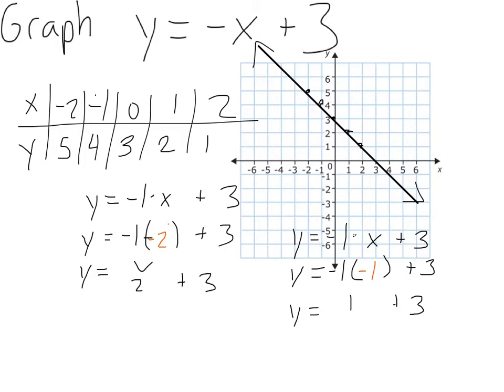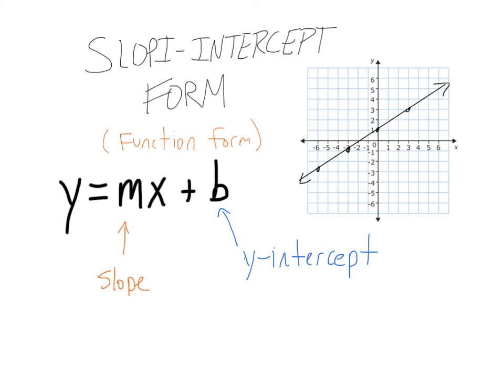Congratulations. All right, so the last thing we're going to talk about in this video is slope-intercept form. And it's the last thing, but it's super, super important. Okay, so slope-intercept form is also called function form. And it looks like this. Y equals mx plus b. Okay, so what do those things mean?